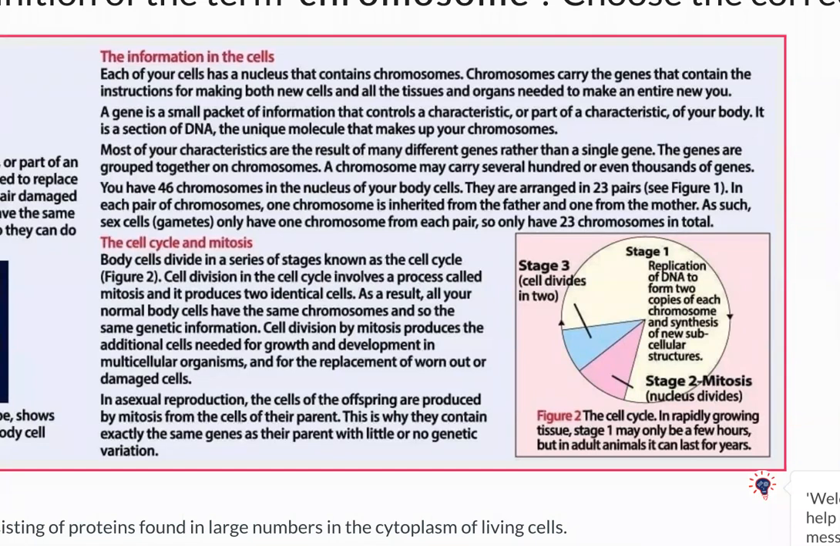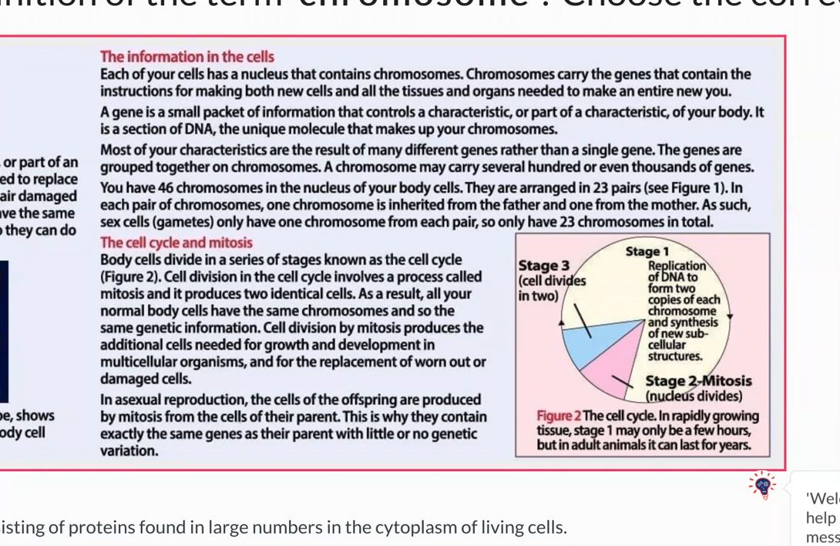So information is carried within cells, and each cell has a nucleus that contains chromosomes. And chromosomes carry the genes that contain the instructions for making both new cells and also the tissues and organs needed to make an entire new you. So in this case, cells have to be divided many times over. And there are processes for this.